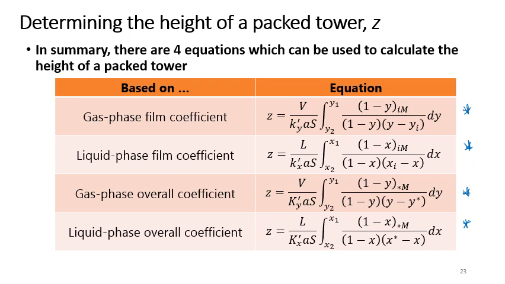If you see the interface, subscript i, here, it means it is based on the film coefficient, either gas phase or liquid phase. But if you see the star here, then it's based on the overall coefficient, either for the gas phase for the y's, or the liquid phase for the L and the x. So you have 4 design equations to determine the height of a packed tower.